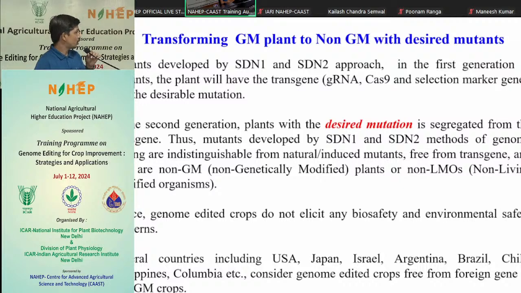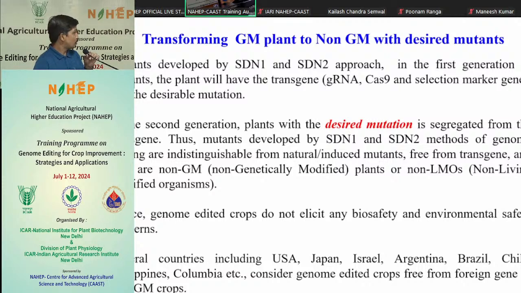For example, the mutant developed by anybody, those developed by the mutations using SDN1 or SDN2 approach. So generally, in the first generation, the plant will have transgene. So transgene means it has, for example, guide RNA, Cas9 and selection marker, and it occurs within the T-DNA region. For example, you got mutation in the first generation with desirable mutation. It could be considered as a transgenic crop.